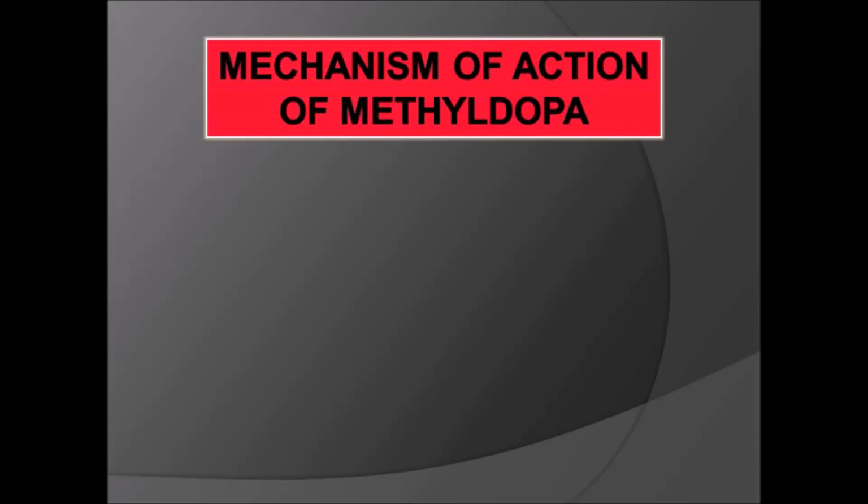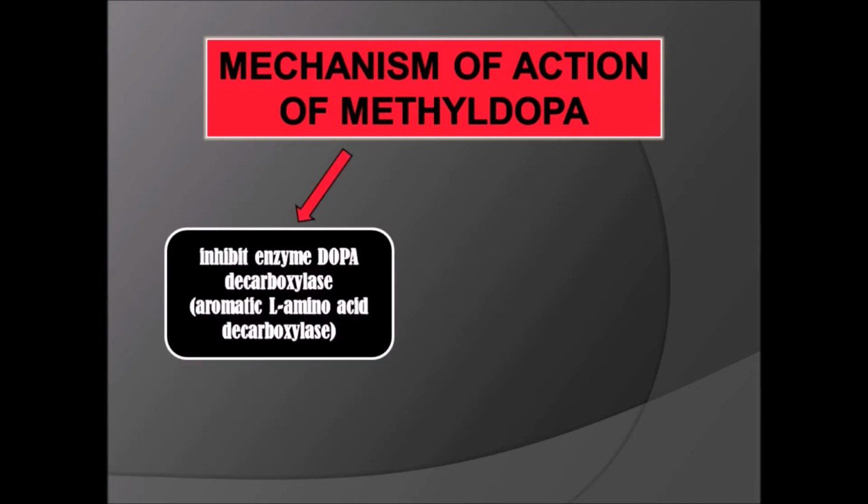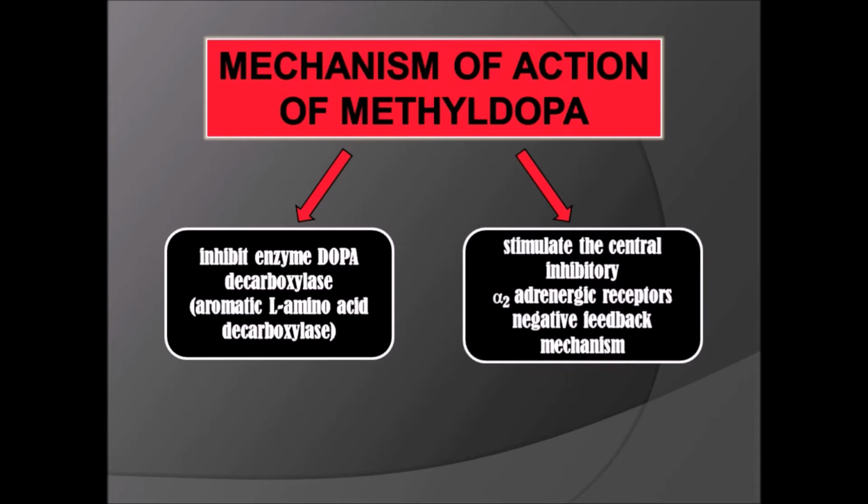Okay, next. How can methyldopa reduce hypertension? There are two mechanisms of action of methyldopa. The first one is to inhibit the enzyme dopa decarboxylase, also known as aromatic L-amino acid decarboxylase. And the second one is to stimulate the central inhibitory alpha-2 adrenergic receptors negative feedback mechanism.